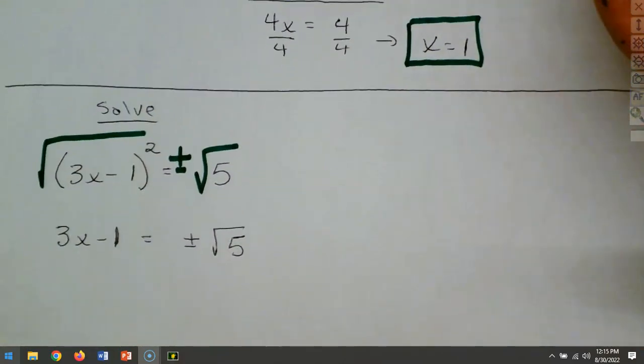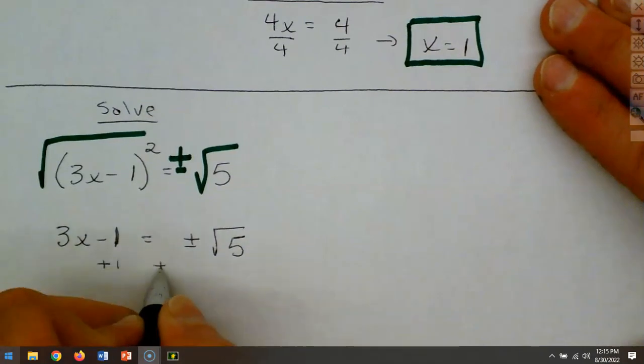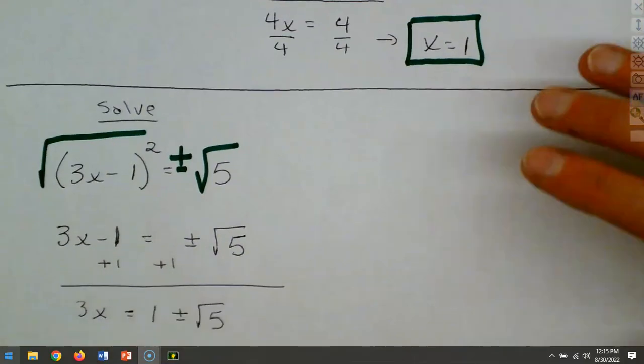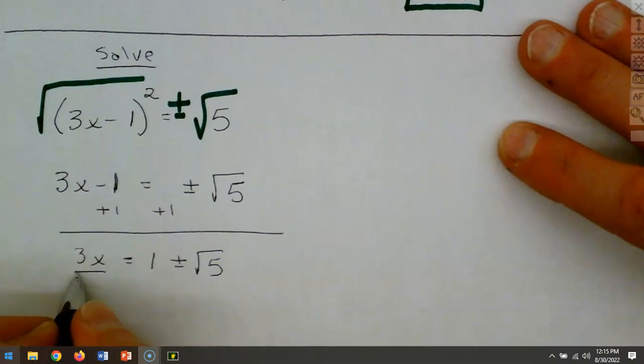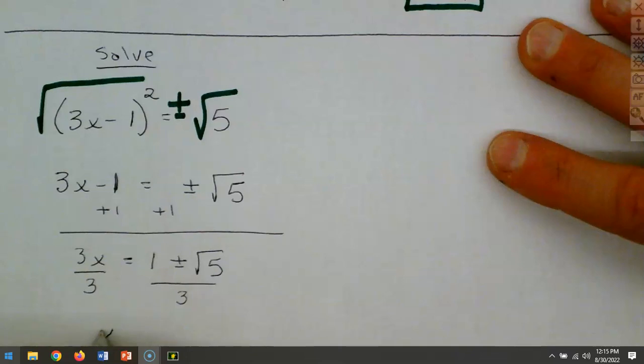Now, we need to solve it for the variable x. So we can add 1 to each side, and that stays out in front. And then what can we do next? We can divide by our 3. And that's going to give us now x equals, when we moved it over, 1 plus or minus the square root of 5 over 3.